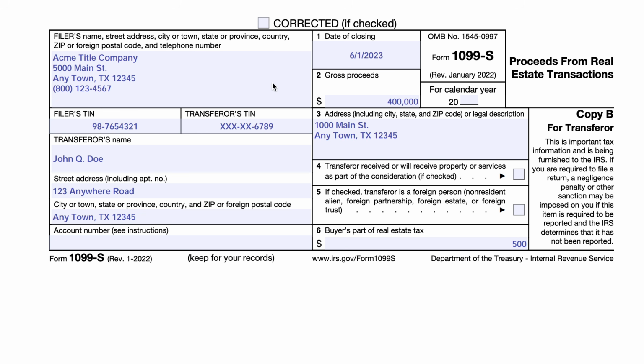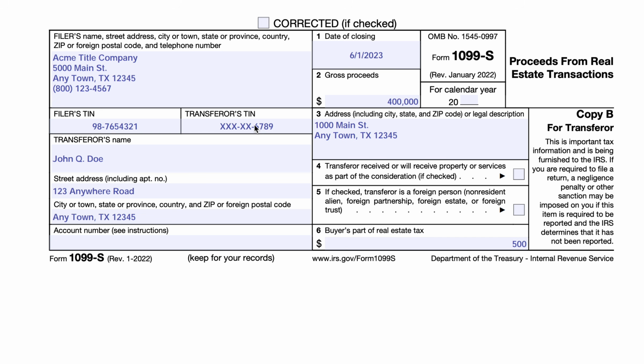So on the left-hand side of the form, you'll see the filer's name and information. In this case, Acme Title Company did the closing. You'll see their taxpayer ID number, and then you'll see on the right-hand side of that, the transferor's tax ID number. So if you sold the home, you're the transferor. You'll notice that it's truncated. It's truncated on all copies except for the one that goes to the IRS.